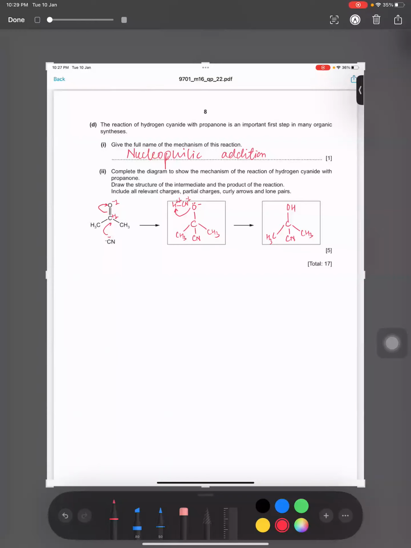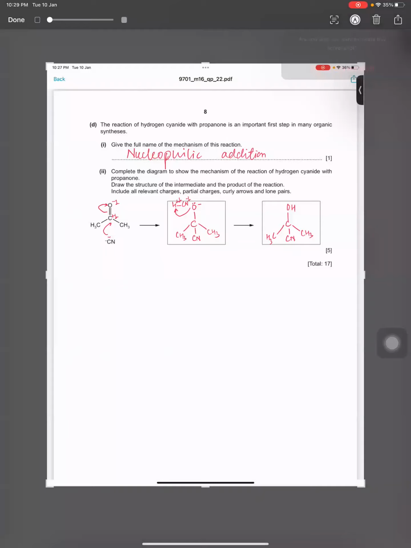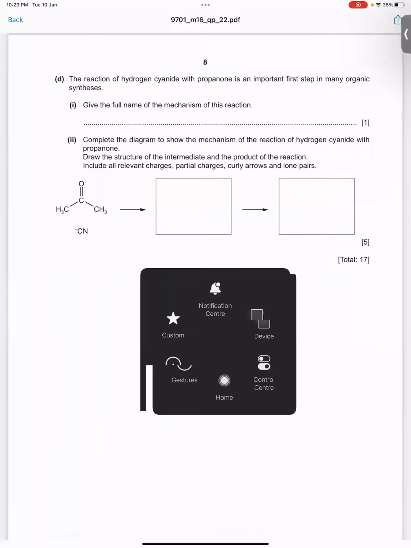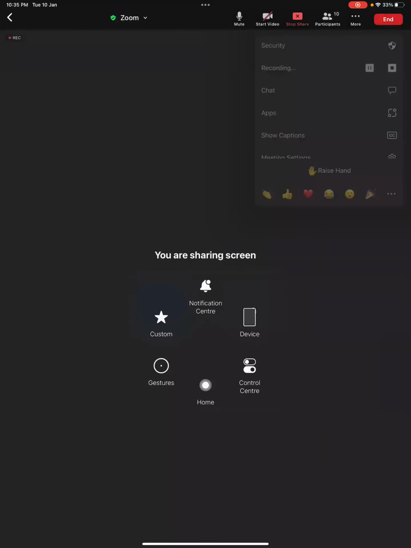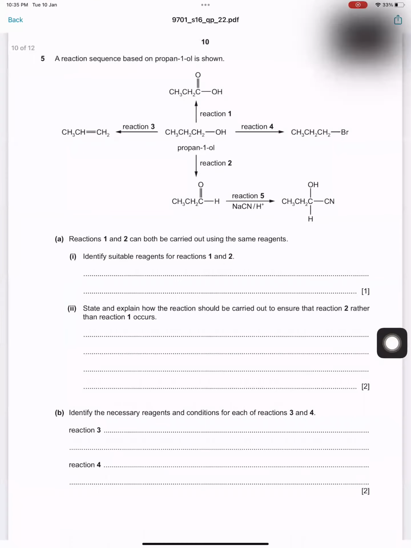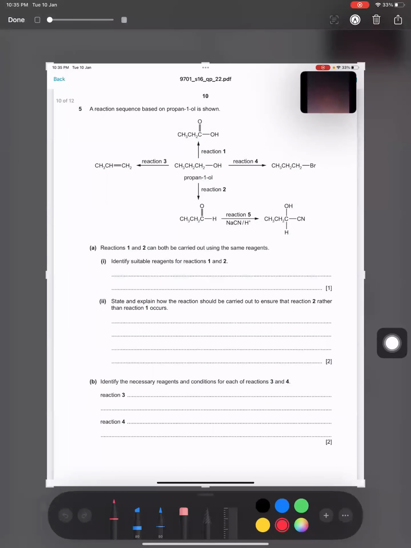Okay, so let's see some other questions as well of this topic, and we have one more question over here. If we talk about this question, how can we solve this? It is again a very good question. We can solve this to review our learnings, how much we learned and how much remains. So let's see. They are asking: reaction 1 and reaction 2 can both be carried out using the same reagent. Identify the suitable reagent for reaction 1 and reaction 2. Sure, we can see this. Just look over here.